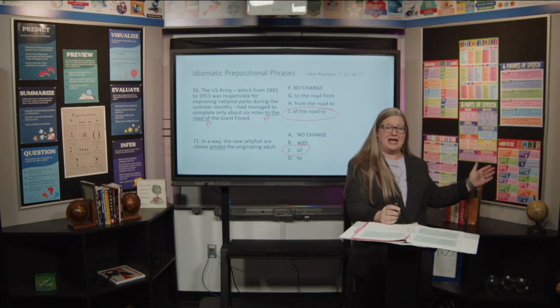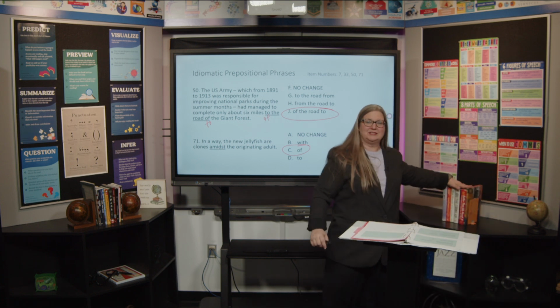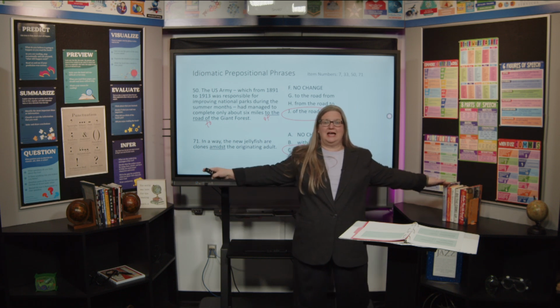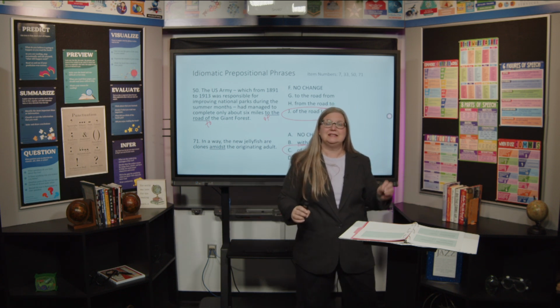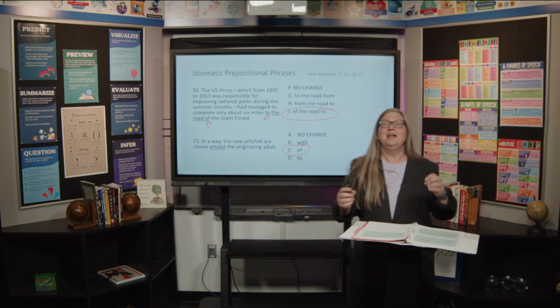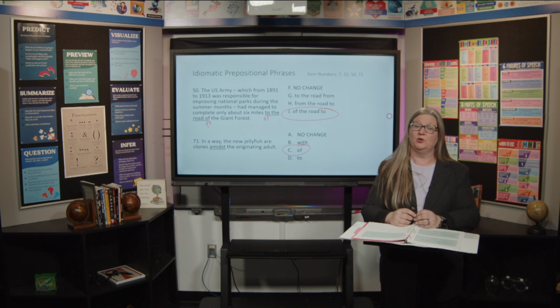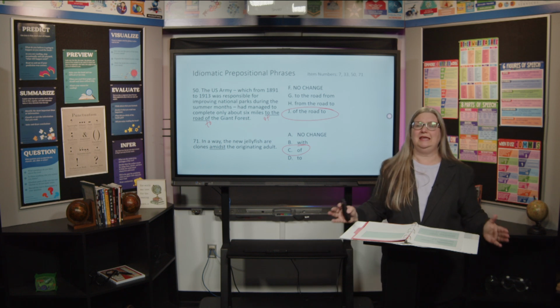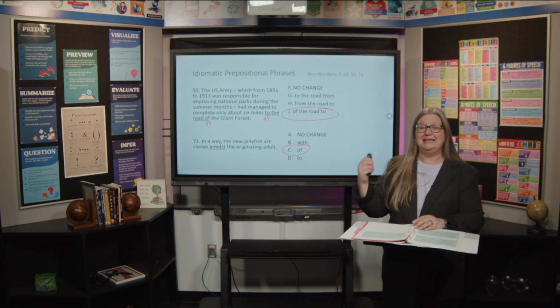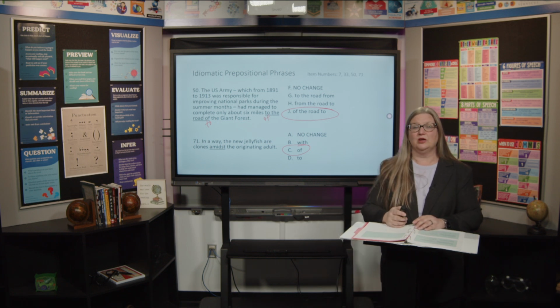But if you look beside me, you will see I have books on both sides of my classroom, because reading is very important to me, and it should be very important to you. Reading as much as you can is the best way to get practice with your idiomatic prepositional phrases.